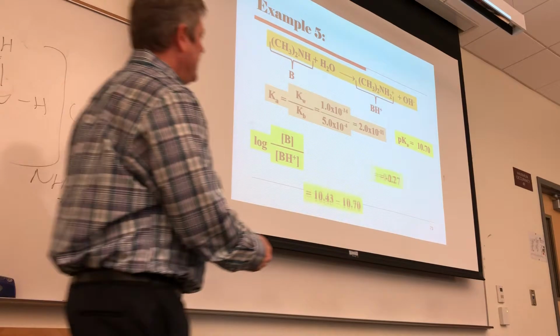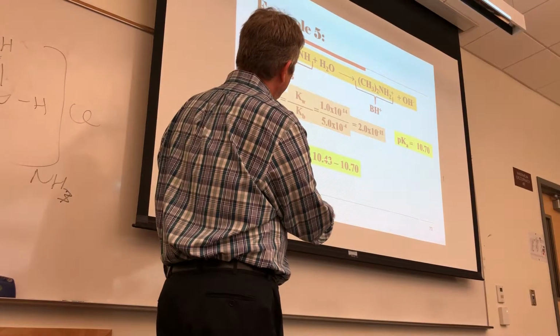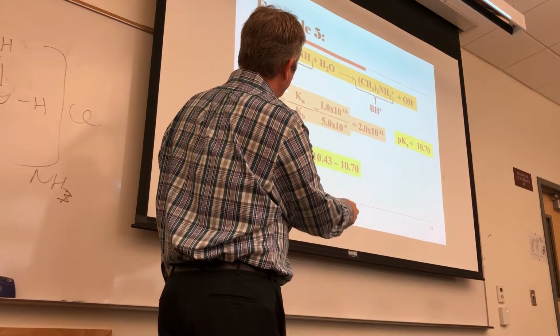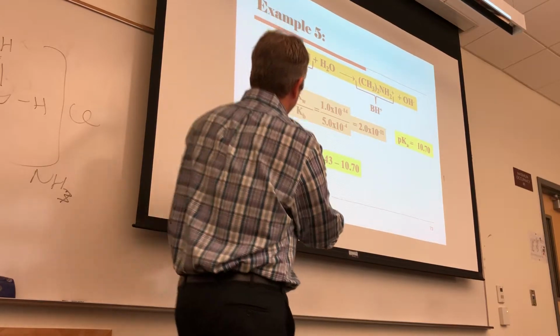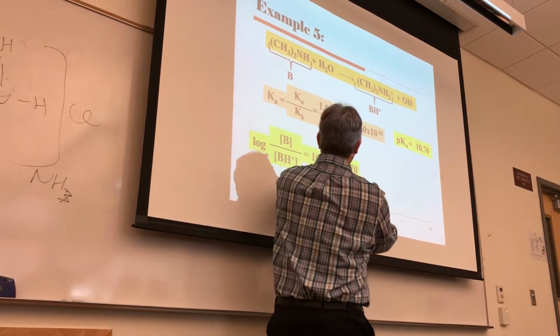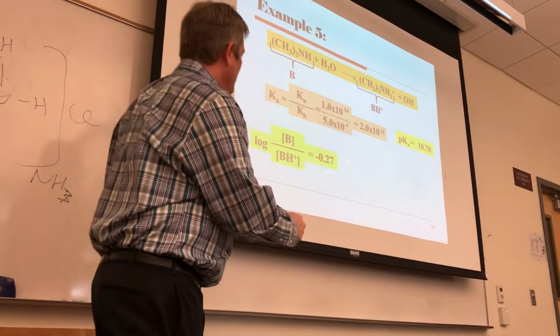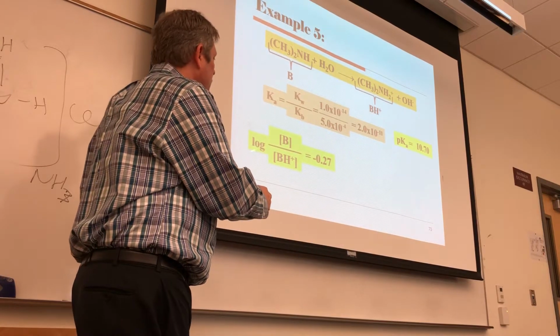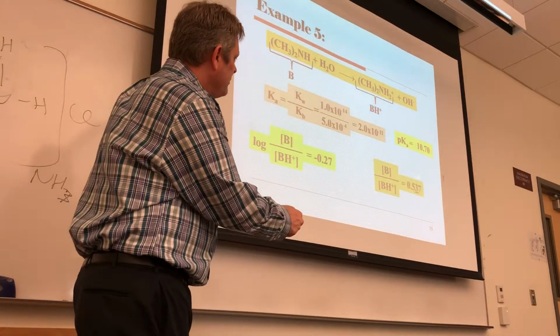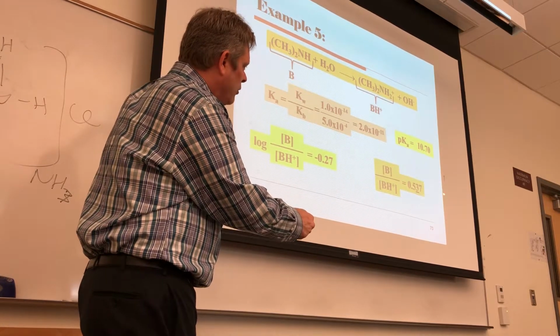Okay, so then I put in, this is my pH, there's my pKa. I'm subtracting that through. pH equals the pKa plus this. I move this over, this minus that gives me negative 0.27. What do I do here? Anti-log, same thing we did before. Anti-log of that gives me this.